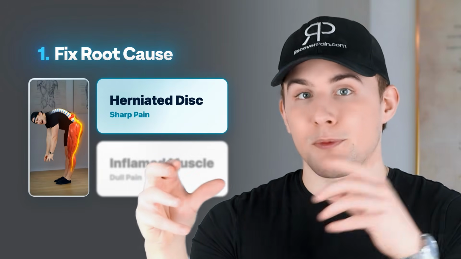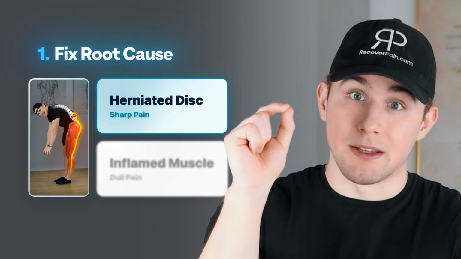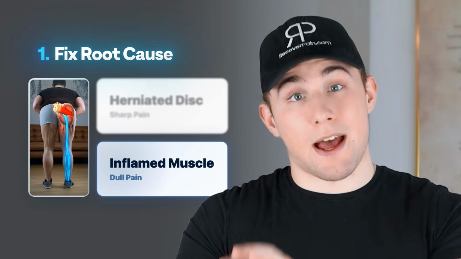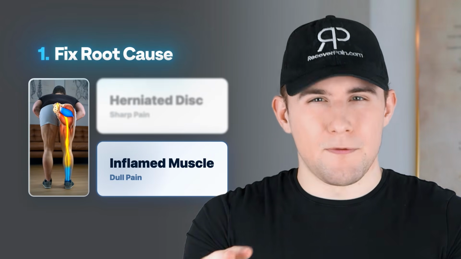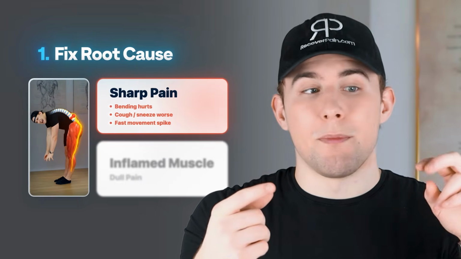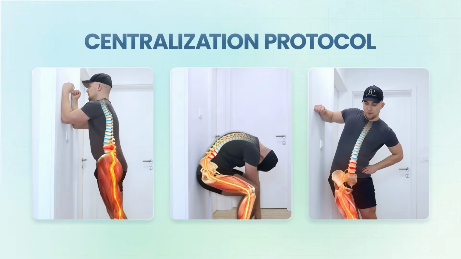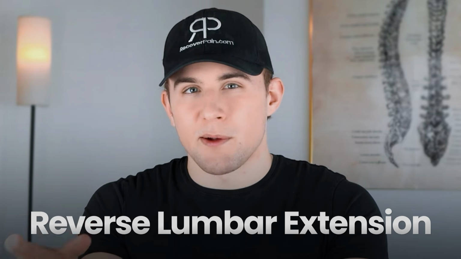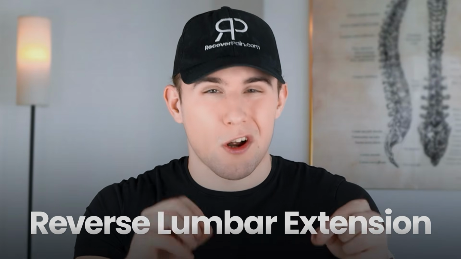Based on previous tests, you'll be able to tell the root of your pain is either a herniated disc or a tight, inflamed muscle. Based on what category you're in, phase 1 will look different for you. If you have a herniated disc, meaning your pain follows one of the nerve patterns, your pain is sharp when bending forward, sneezing, coughing, we use the centralization protocol to reduce your disc's pressure off the nerve roots. We start with the reverse lumbar extension.